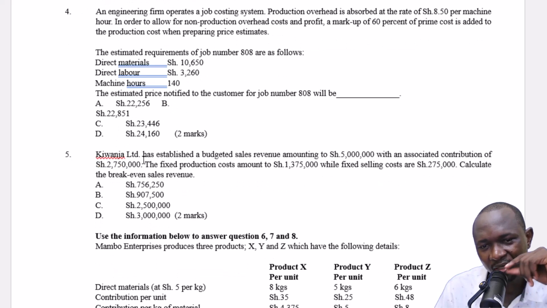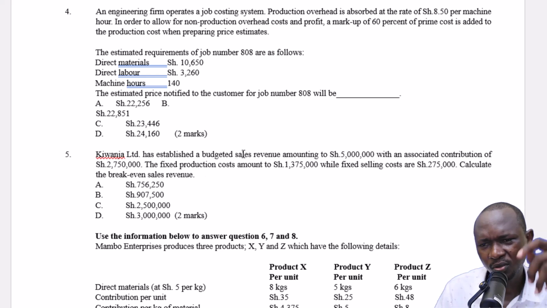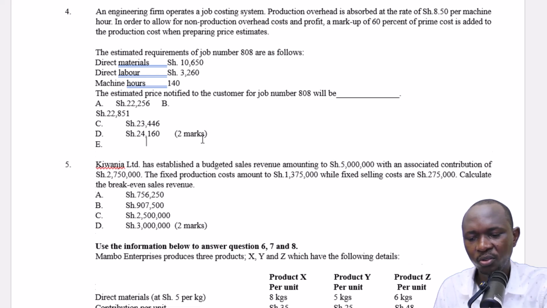So direct materials, we have that. Direct labor, that. Machine hours, that. The estimated price notified to the customer for job number 808 will be quite a direct one again. It's a very good question, but very direct. Let's look at the possible solution for it.